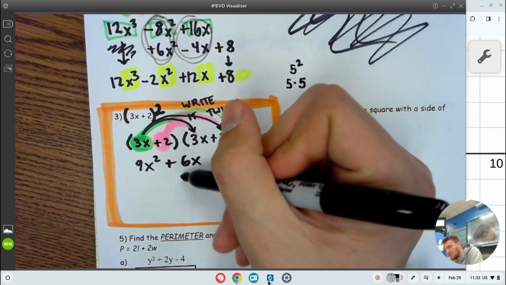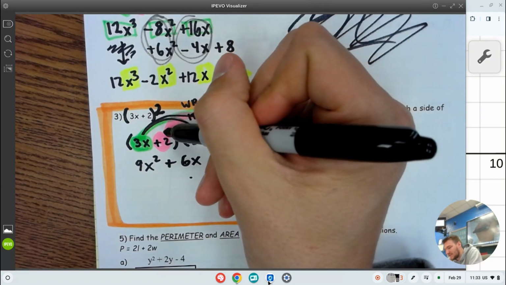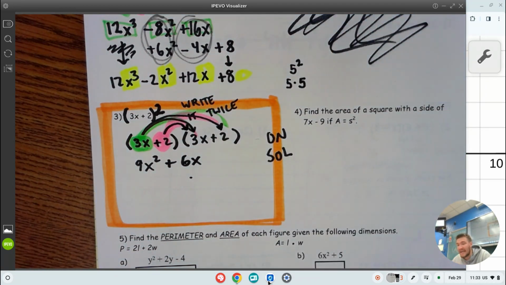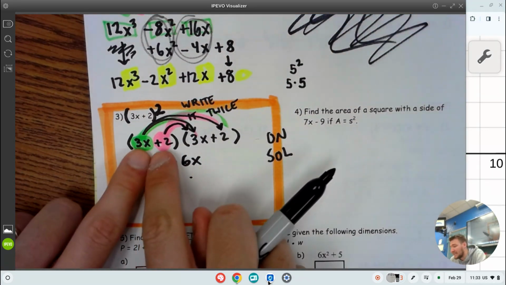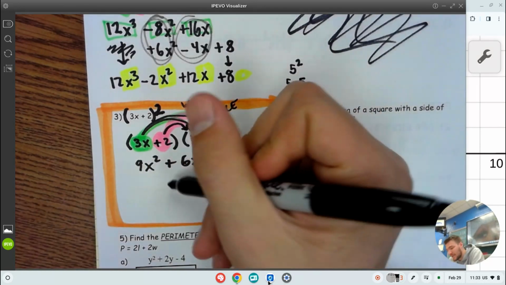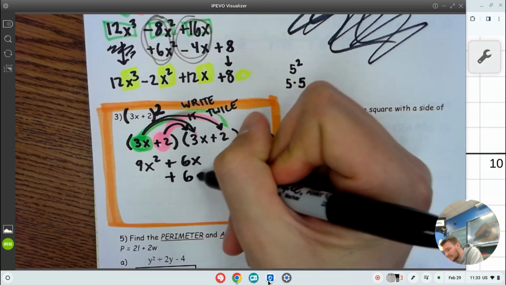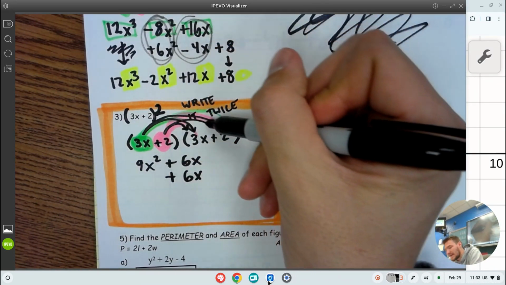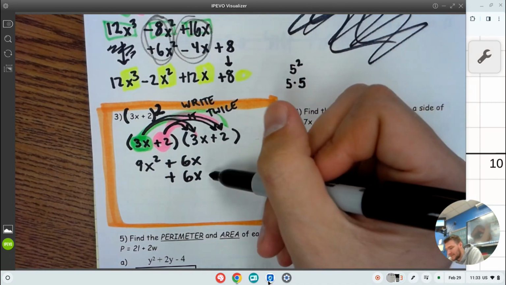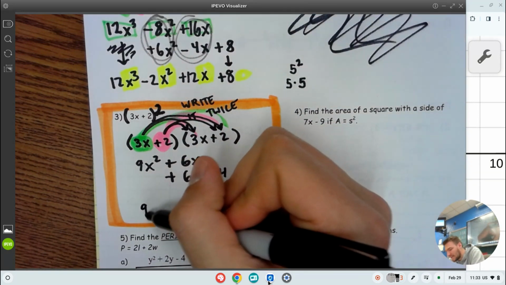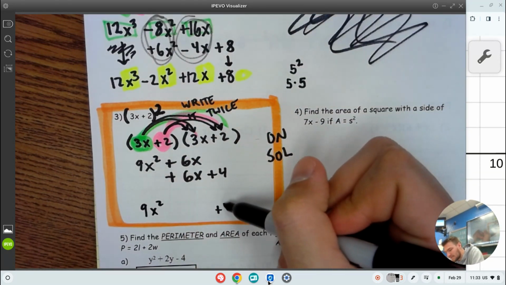Then we're going to move underneath. What is 2 times 3x? That's literally the same thing we just did. We just did 3 times 2. Now we got to do 2 times 3. It's the same thing. Plus 6x. And then finish with 2 times 2. I mean, come on, guys. Literally 2 times 2 is 4. We bring it down. 9x squared plus 4.